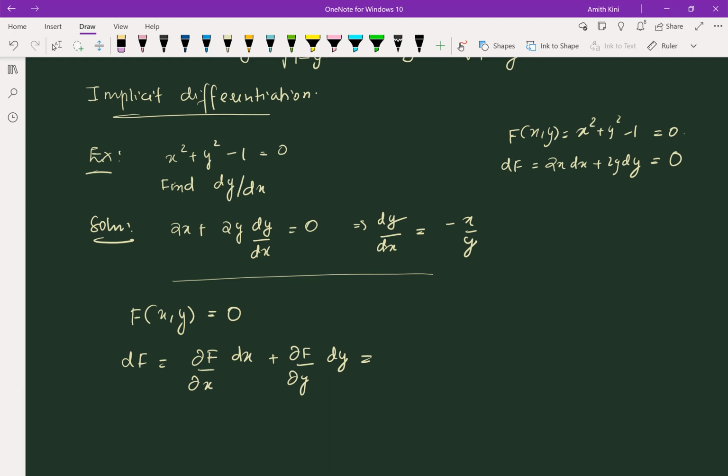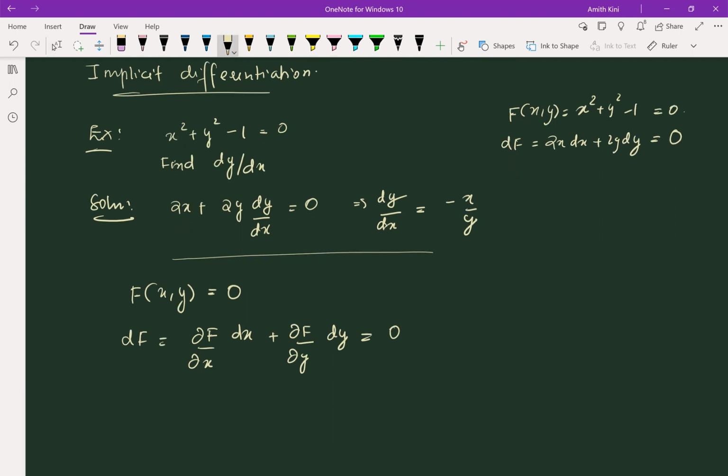All right, so here also this should be equal to 0. So I can rearrange and write dy by dx is equal to minus del f by del x divided by del f by del y. Right?